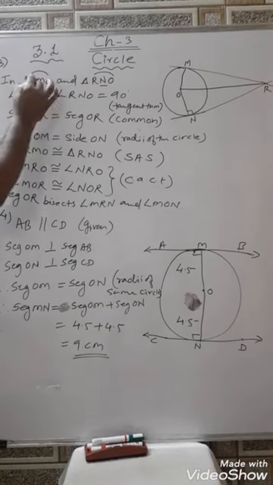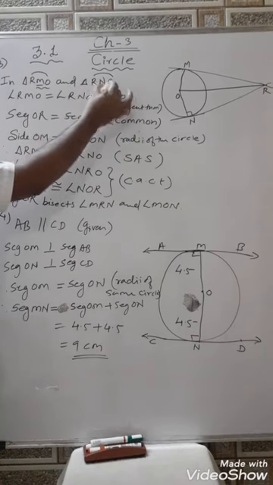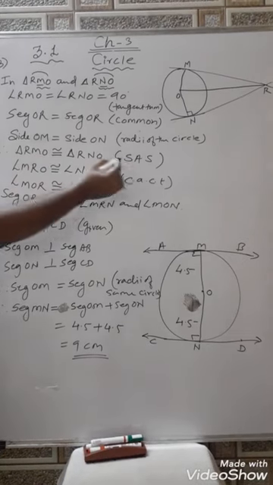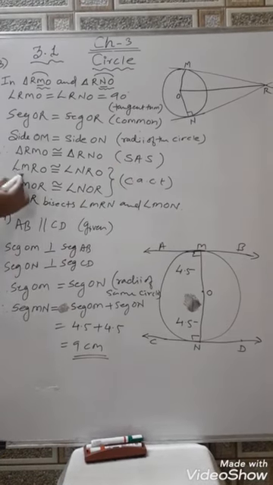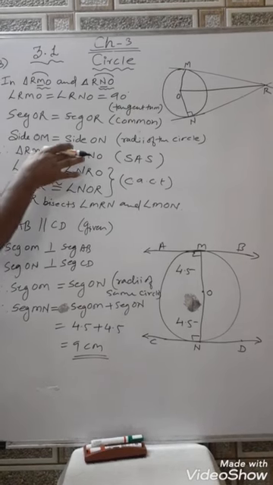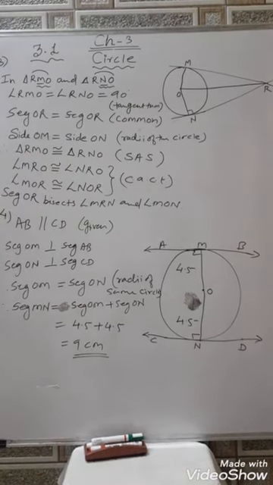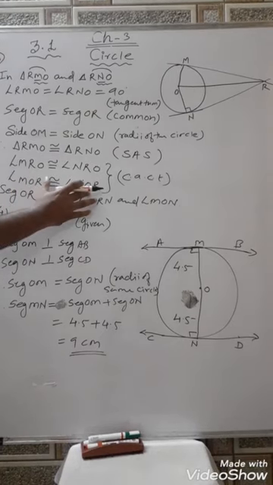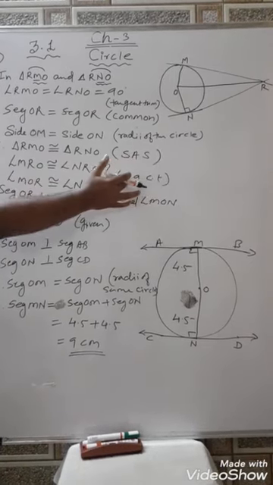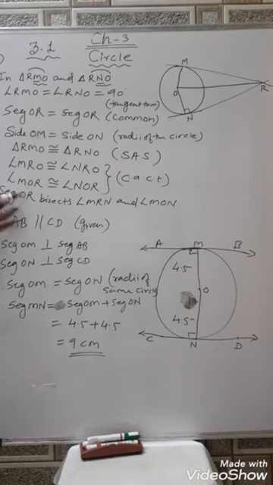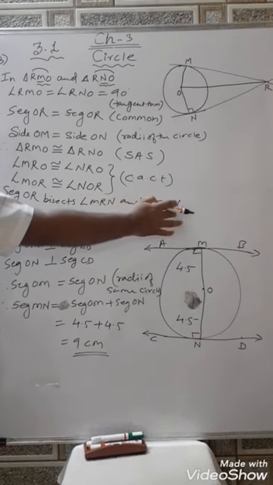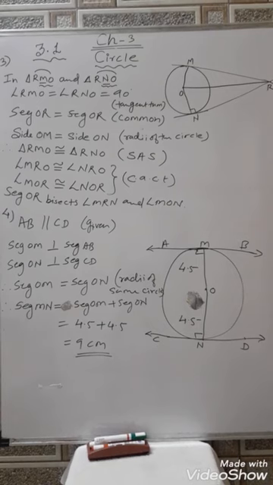And OM and ON are the radii of the circle. So the triangles are congruent by side angle side. So triangle MRO is congruent to NRO. As we know, the triangles are congruent, it means their remaining angles and sides are congruent. So angle MRO is congruent to NRO and MOR is congruent to NOR by CACT, corresponding angles of congruent triangles. So segment OR bisects the angles MRN and MON.